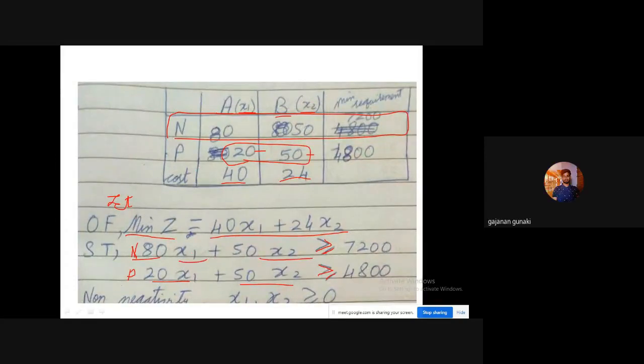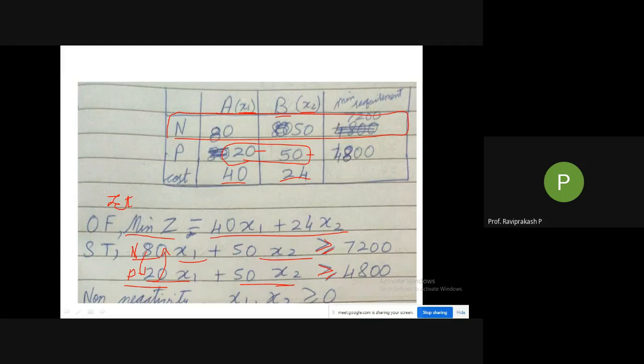Okay, for phosphorus also I am having x1 and x2 only. But I can't interchange this. Here I can make 50-50 because both are 50. I cannot make 20. This 20 I cannot bring it here because both are x1. I cannot get this 20 here and 80 here.